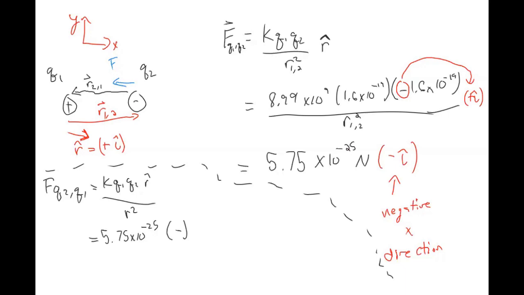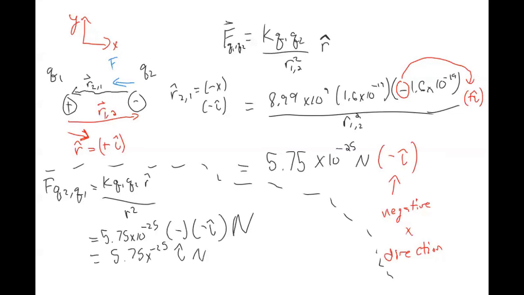And so that's pointing to the left, so its unit vector R2 pointing to R1 would be in the negative x direction or negative i hat direction. And so you would get now a negative i hat. You would have those two negative signs together, which would cancel out and give you a positive. Oh, and the unit on that is newtons. And so because those two negatives cancel out, you get something that points to the right, and that's the direction that we expected the force to be pointing on charge one.